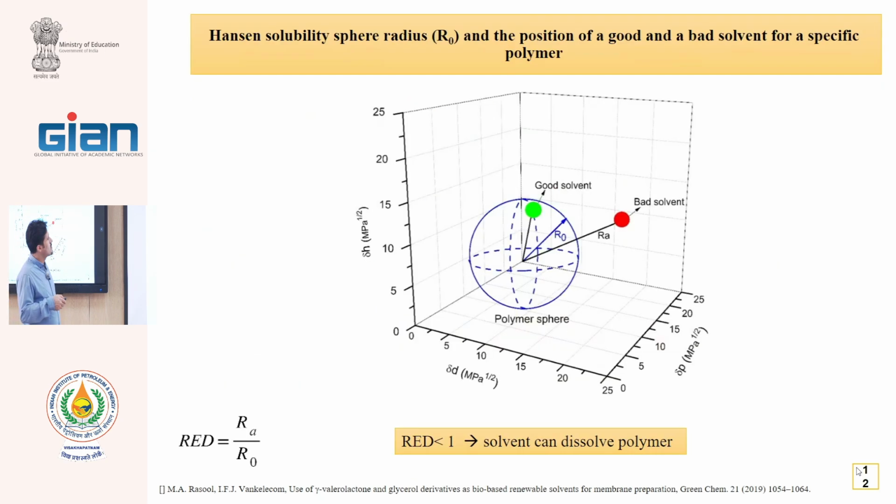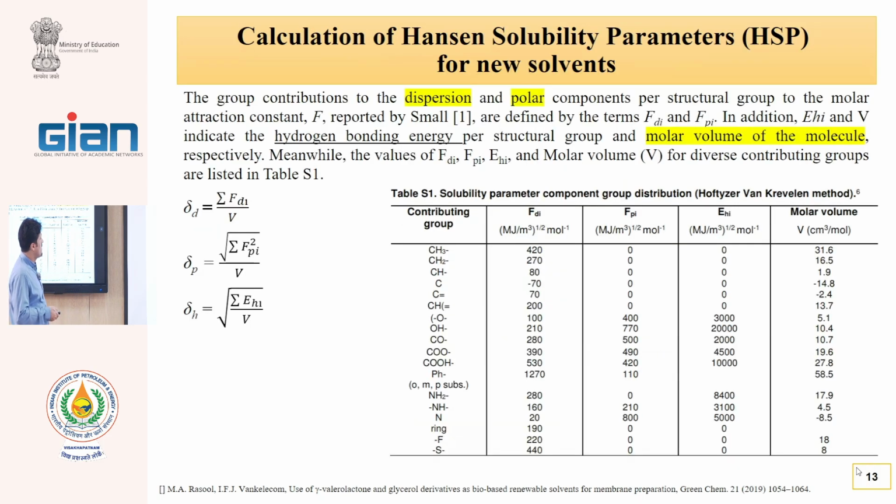This diagram shows this R0 is the radius of a polymer. If our calculation is located inside of this sphere, we say that the solvent is good and can dissolve. If RED is larger than 1, that means it is outside of this sphere, therefore a bad solvent that cannot dissolve.